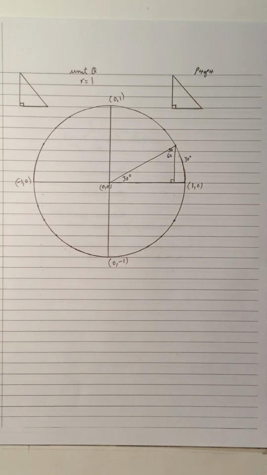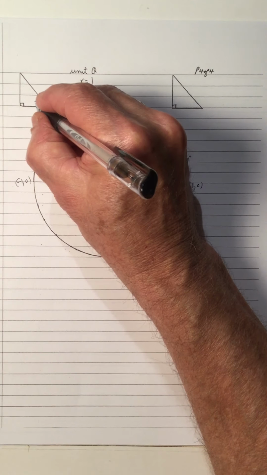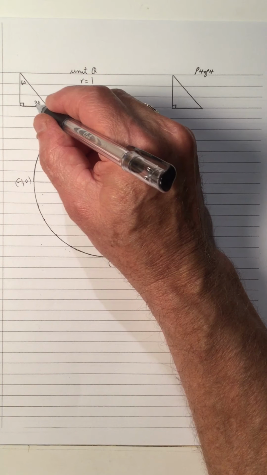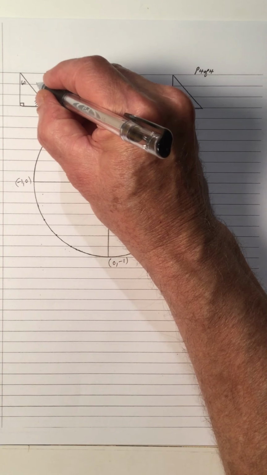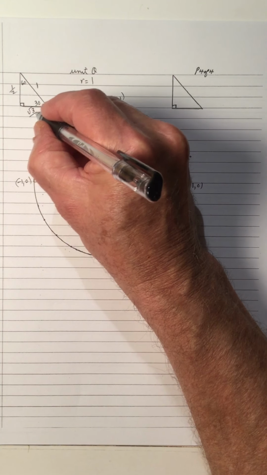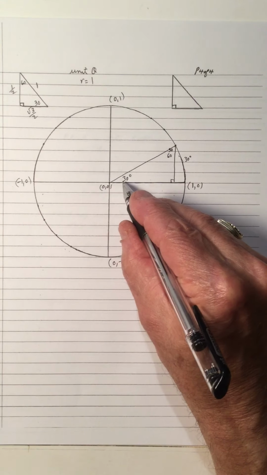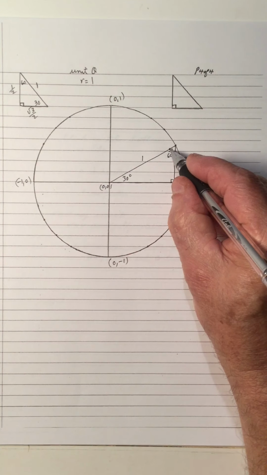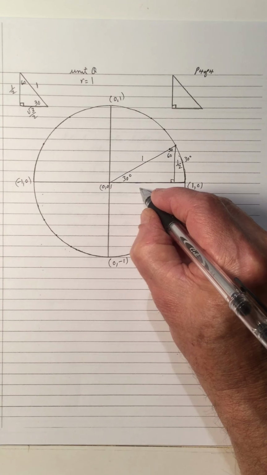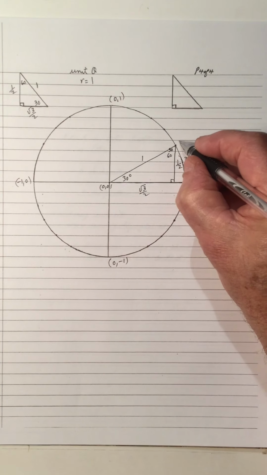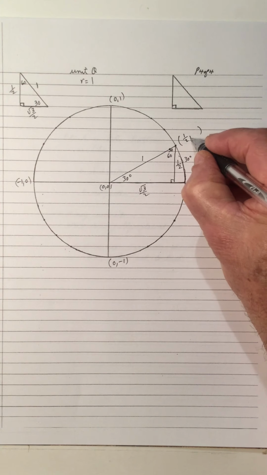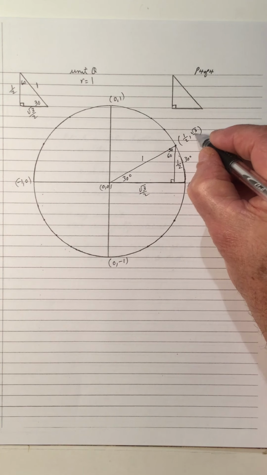Opposite to 30, let's go back to this triangle. What about if we have a 30-60 right triangle with a hypotenuse of 1? Then opposite 30 is a half. Opposite 60 is root 3 over 2. So since this triangle has a hypotenuse of 1, which is the radius of the circle, opposite 30 is 1/2. Opposite to 60 is root 3 over 2. That means the coordinates of this point, x is root 3 over 2 and y is 1/2.